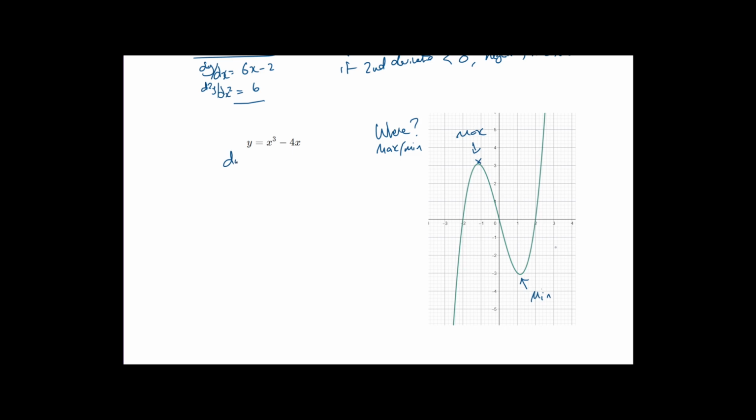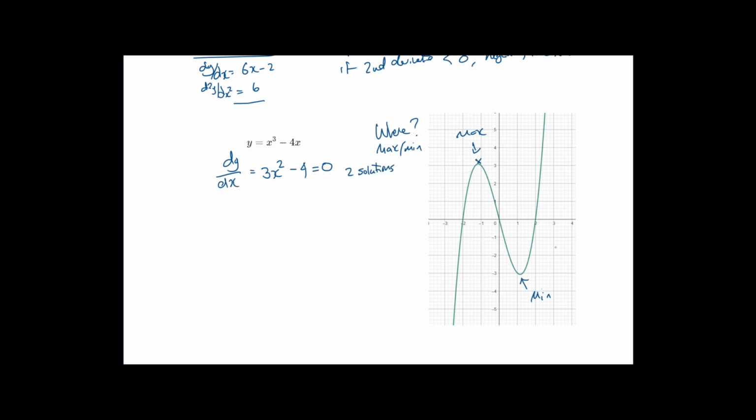We differentiate that. We differentiate y with respect to x, and we get 3 times 1 is 3x, the 3 loses 1, becomes 2x, and minus 4x becomes minus 4. We set that equal to 0. And notice this is a parabola when we differentiate that, so there's going to be 2 solutions.